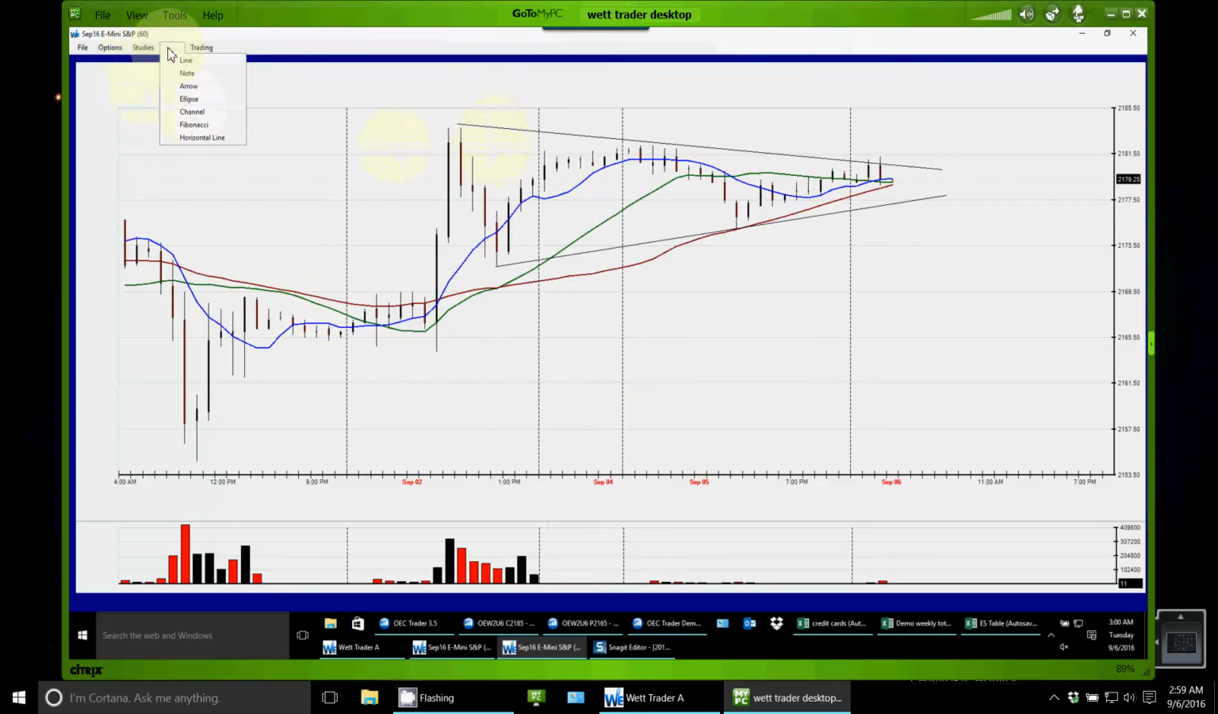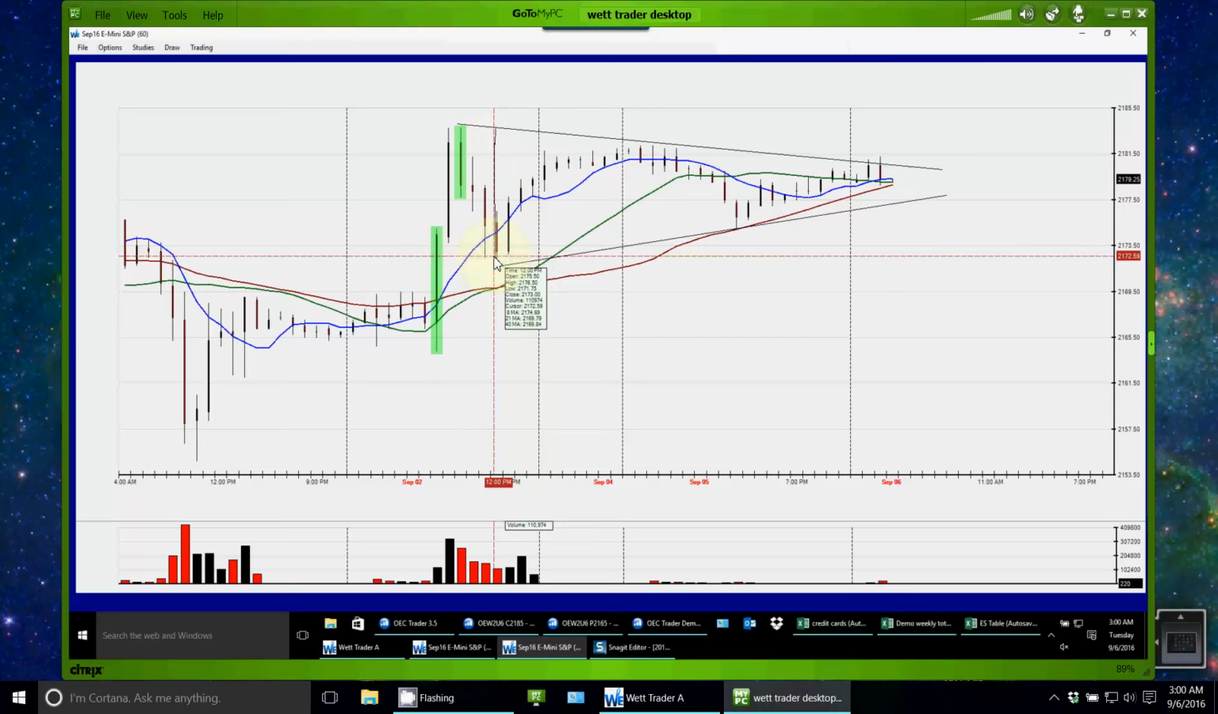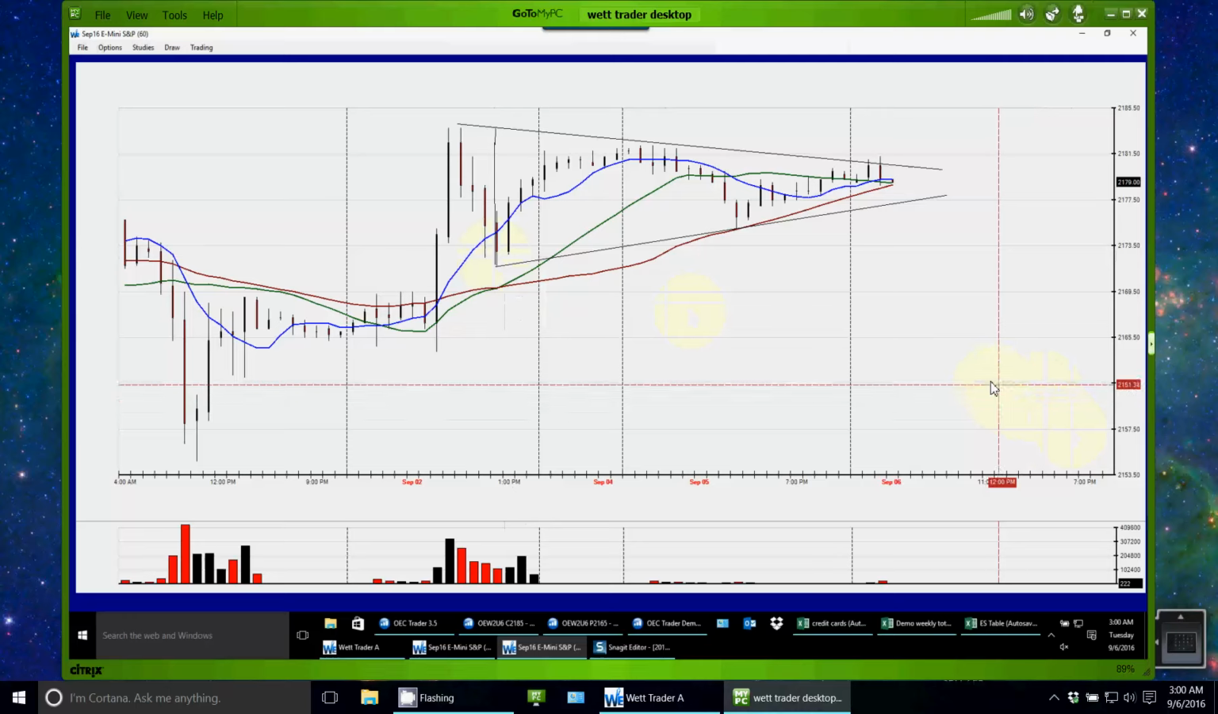You can identify by this low here and the high up here exactly how far this triangle is going to go. We have 83.75 here. We have 71 here. That's about 12 points. So, folks, what that means is that we have a high probability that this market is going to break out 12 points.